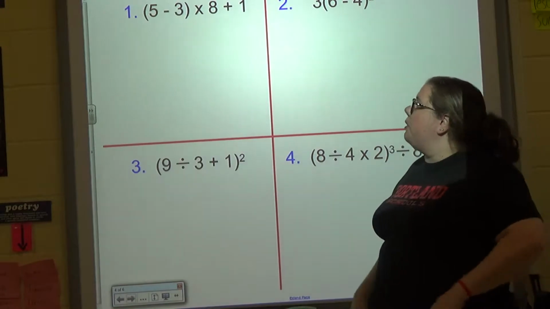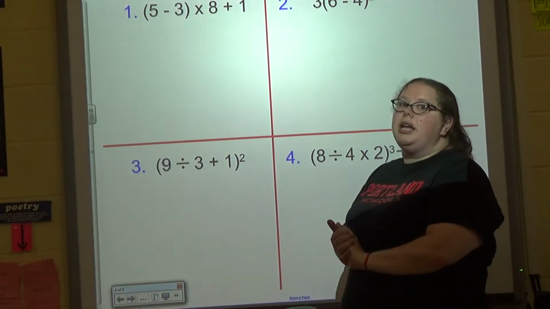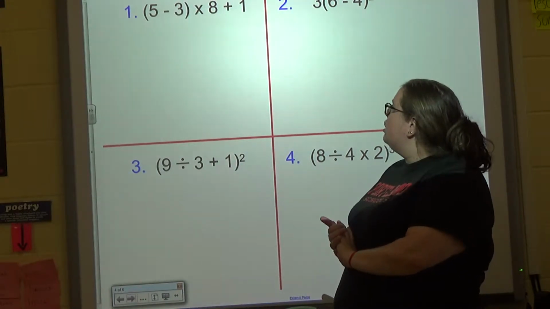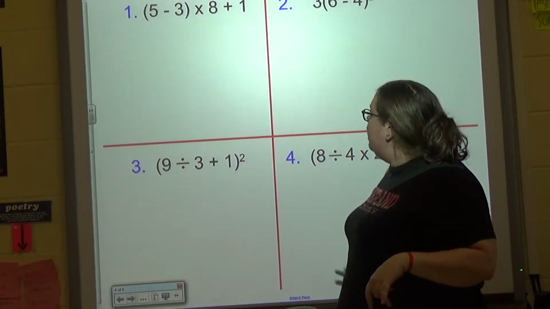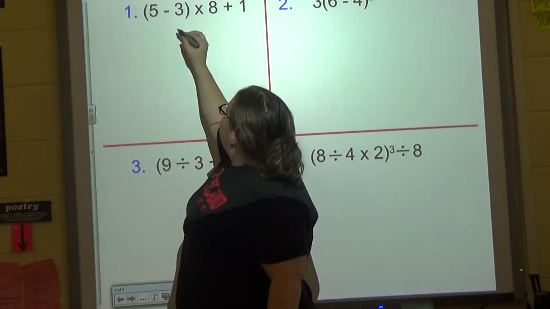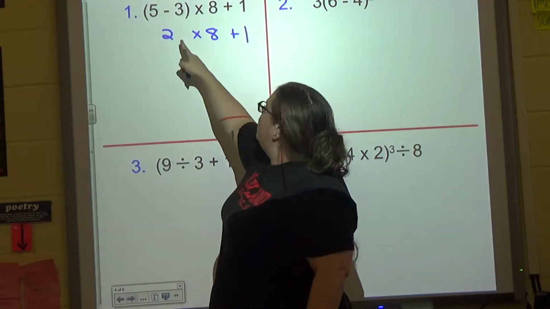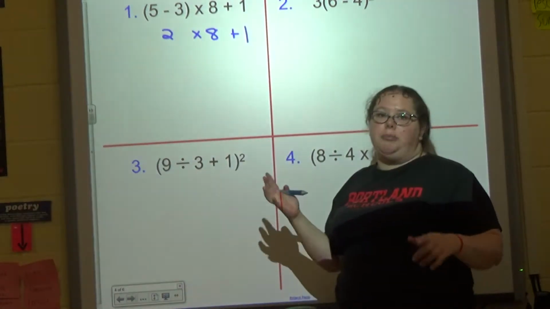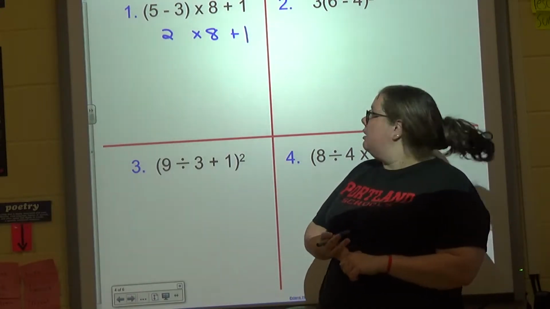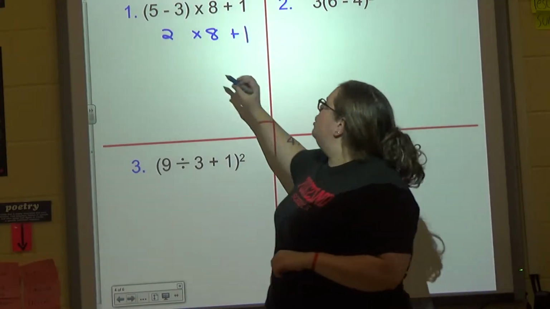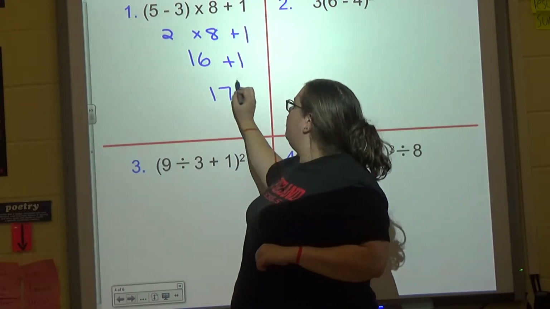Alright, so let's do the first one, start off simple. So first step is our parentheses. Do we have parentheses? Yes, we do. So let's simplify that. 5 minus 3 is 2 times 8 plus 1. And now, do we have exponents? No. Multiply, divide? Yes. 2 times 8 is 16. Lastly, we add, and we get 1.